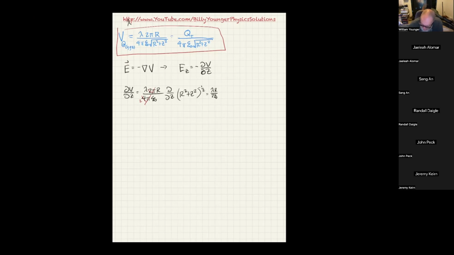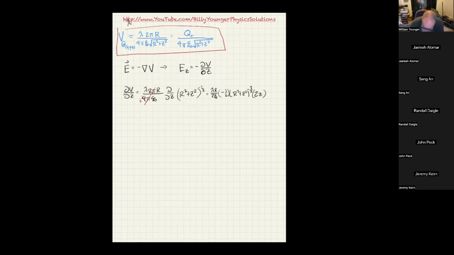Now, for the derivative of this, I just use the chain rule. I take the derivative of u to the negative 1/2, which gives me negative 1/2 times u to the negative 1/2 minus 1. So that'd be negative 3/2. So I have r squared plus Z squared to the negative 3/2, since negative 1/2 minus 2/2 is negative 3/2. And now I have to take the derivative of u, which is r squared plus Z squared. That's just plain 2Z.